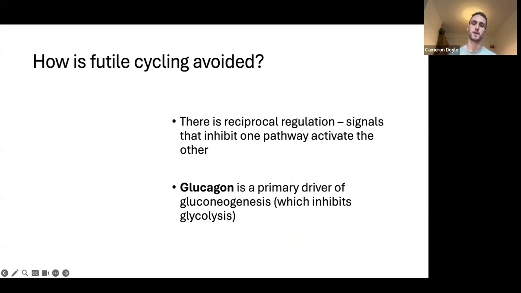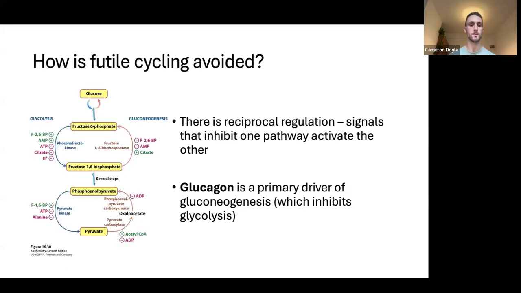Insulin and glucagon is a prime example of that. And as you can see here, glucagon is a primary driver of gluconeogenesis, and it's inhibiting glycolysis, unlike insulin, which does the reverse. So there you go. That's a nice little summary of it there.